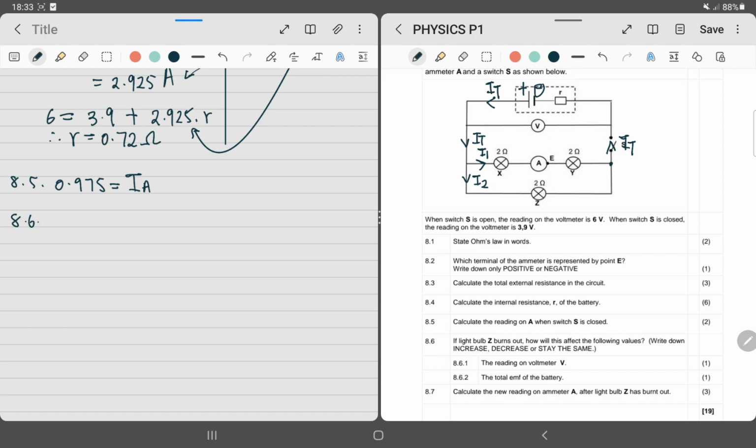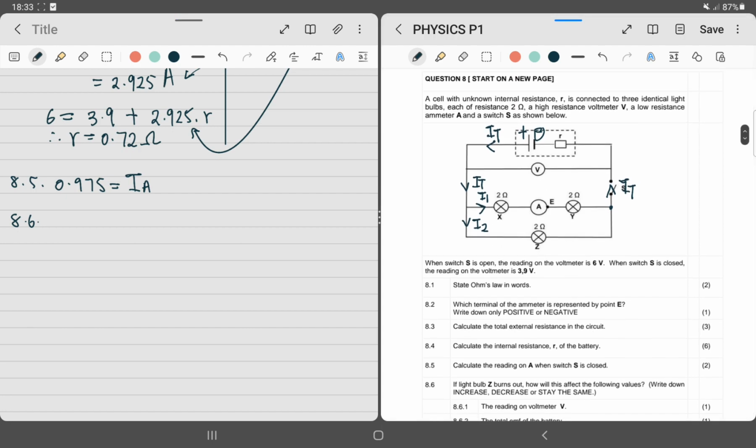8.6. If light Z burns out, how will this affect the following values? Write down increase, decrease, or stays the same. Let's clean this up. So Z burns out, so we remove Z from the circuit. The total current will flow in this direction. When Z burns out, no current will come this way. So the total current moves like so. Whenever you remove a resistor in a parallel combination, R external increases.